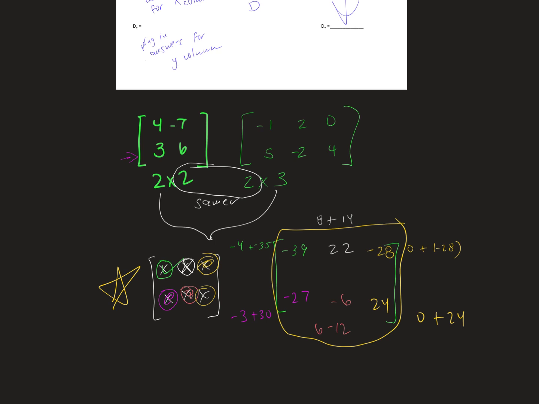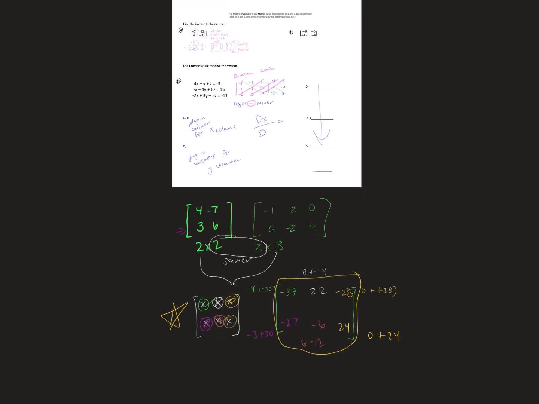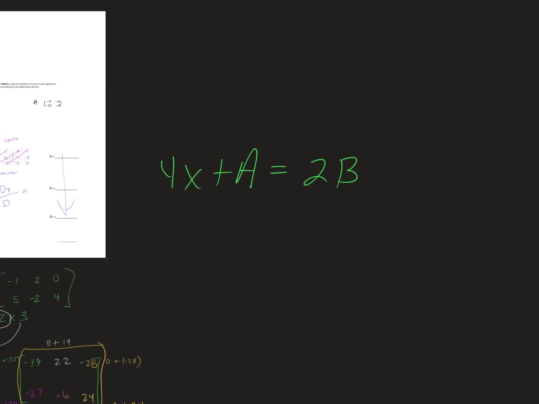I have a question for number 11. Okay, which number 11? The solve for X. Okay, what's the problem look like? 4x plus A equals 2B. Okay, so you're solving for x, right? Yeah. So the first thing I would do is subtract A from both sides. So you have 4x equals 2 times B minus A. And then you're going to do what? Divide by 4.